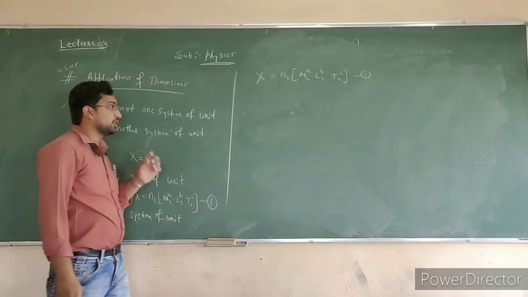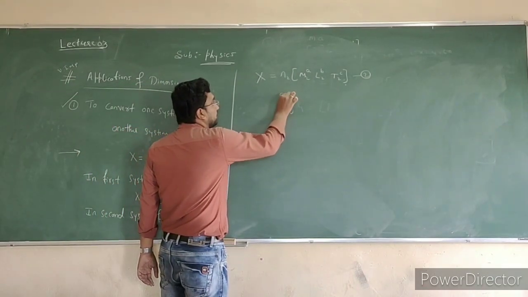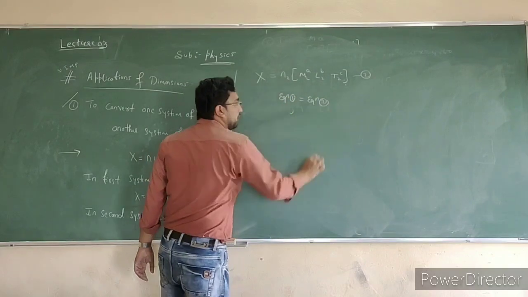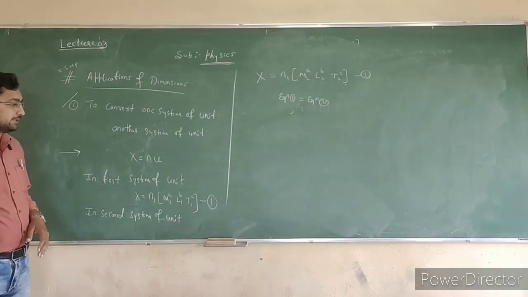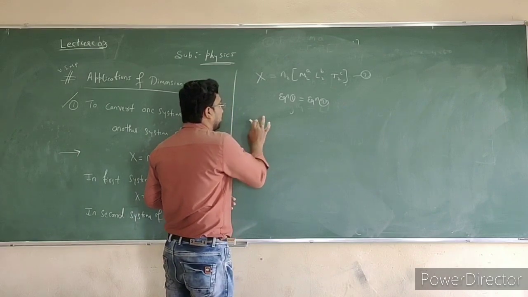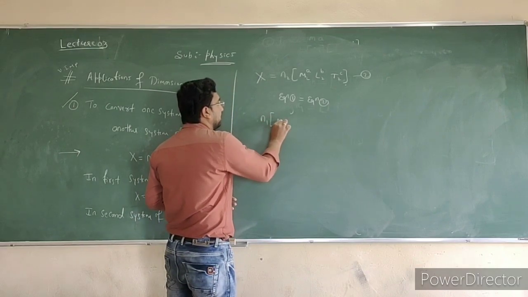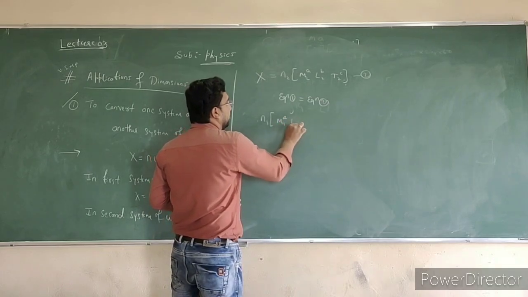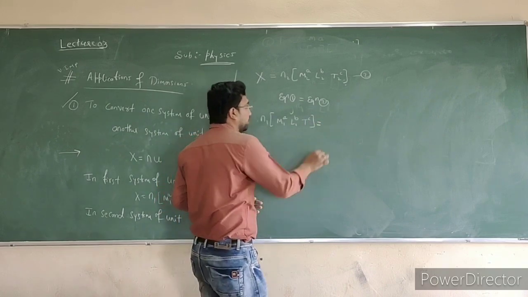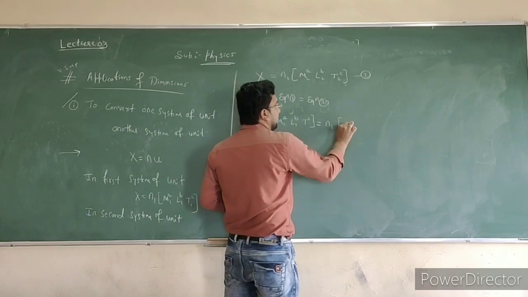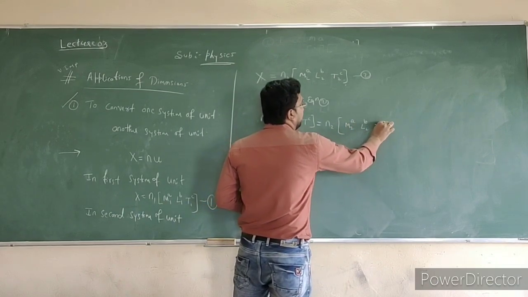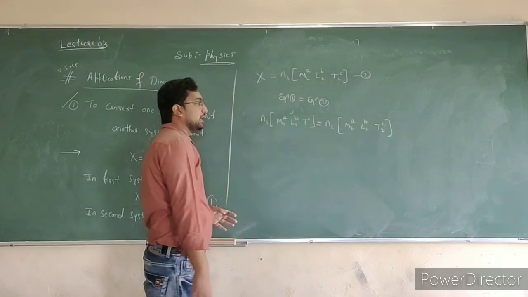So from these two equations, equation number 1 is equal to equation number 2. The left side of both equations is the same, so we are equating equation number 1 and equation number 2. Equation number 1 value is n1 bracket of m1 to the power a, l1 to the power b, and t1 to the power c, that is equal to n2, m2 to the power a, l2 to the power b, and t2 to the power c. Right? So this is the general expression.